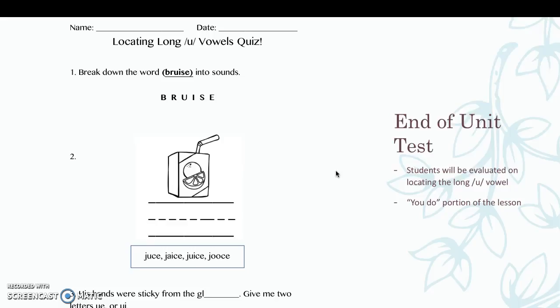the word into syllables, and there will be an image of a juice box where students must spell the word juice correctly. There's also a fill-in-the-blank question for students where they must determine if the long U vowel is at the middle or the end of the word.